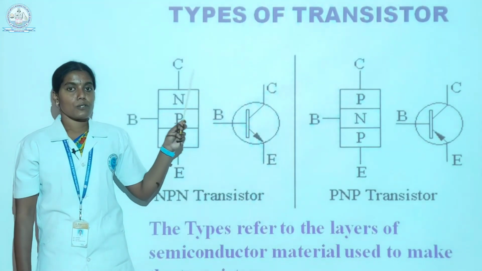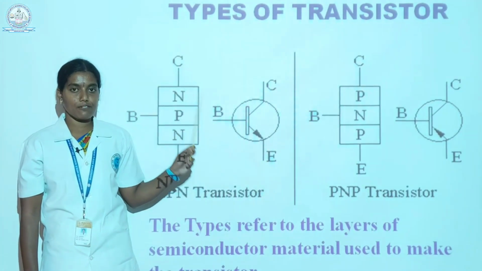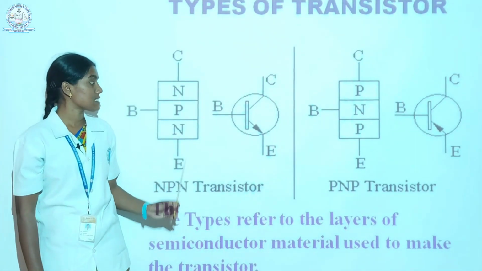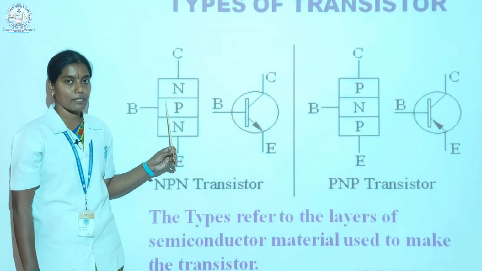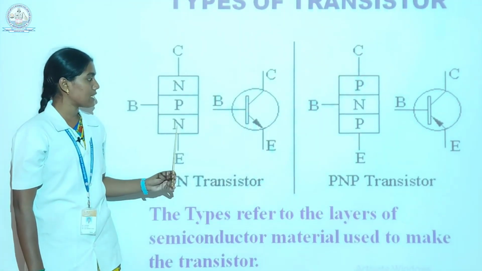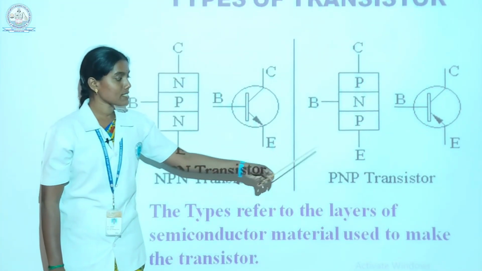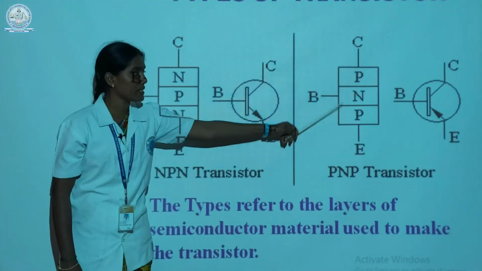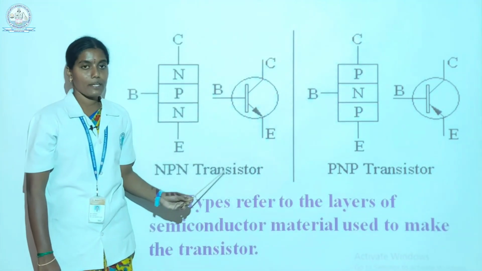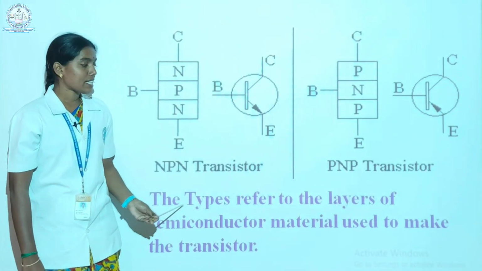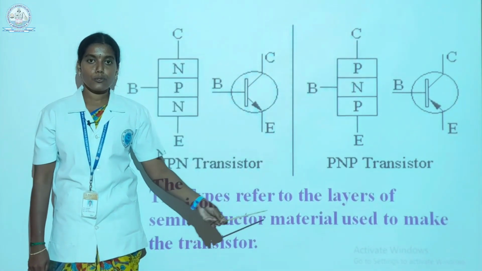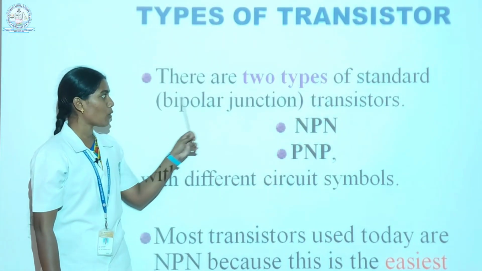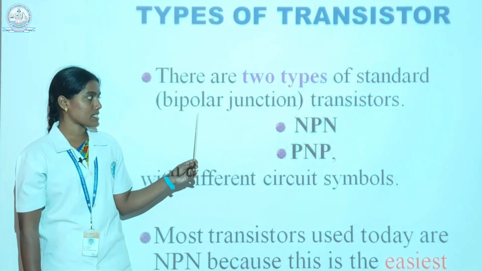Types of transistor. Transistors are bipolar junction devices. It has two types, NPN and PNP. An NPN transistor consists of P-type semiconductor material between two layers of N-type semiconductor material, but a PNP transistor consists of N-type semiconductor material between two layers of P-type material. This is the representation of a PNP and NPN transistor. The type refers to the layers of semiconductor material used to make the transistor. I have already told the definition of bipolar junction, so it has two junctions present here.